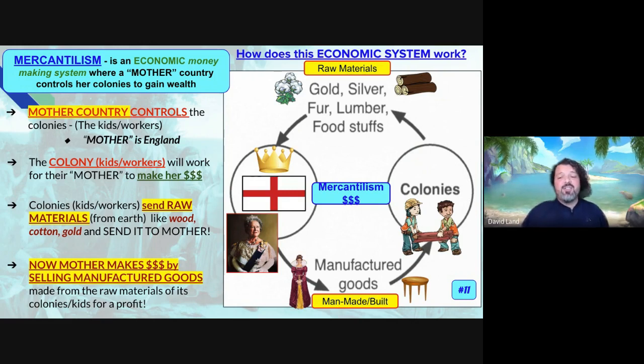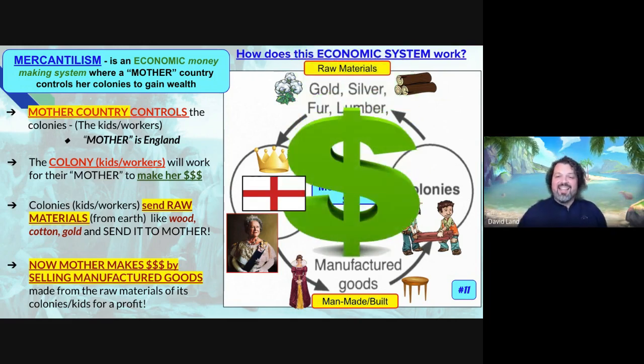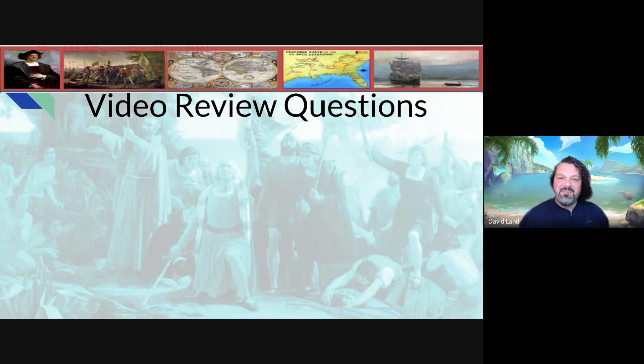So you can imagine that mother's kids were not happy about mother taking advantage of their work, their labor, and all the materials they were sending. And plus, she was taking a lot of their profits. Yeah, that's what this is about. It's all about making money. And everybody knows that mom picks our pockets sometimes. Am I right? So let's review.